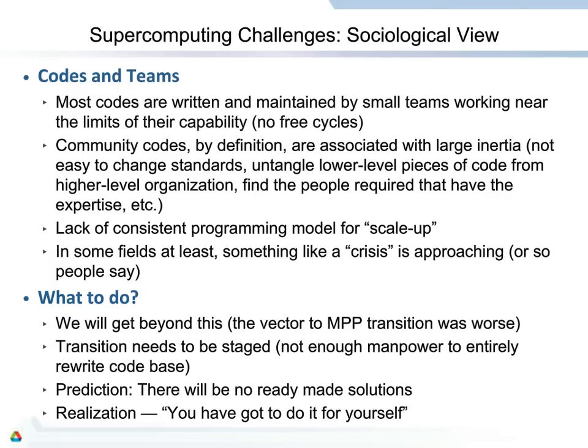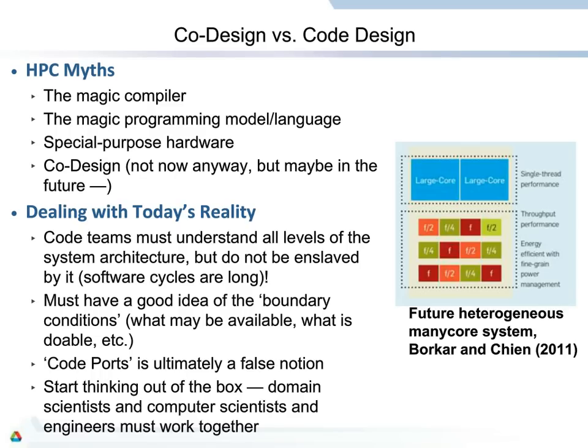So this being the case, we have to consider some of these high-performance computing myths. Especially if you're a domain scientist, you're always told, don't worry, a magic compiler will appear, problem solved. A beautiful programming model and language will appear, problem solved. There'll be special purpose hardware that will deal with your problem. None of this ever happens, right? So it's important to keep this in mind.